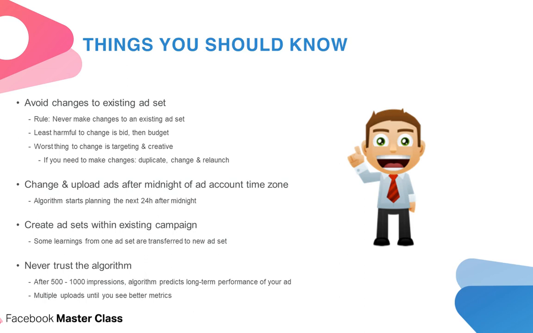So for example, if you want to scale by adding audiences, create a new ad set. So if you need to make changes to the image, the copy, or the audience, always duplicate and relaunch. Never make changes to a live ad set or ad. If you make changes and if you upload ads, do it within the first 3 hours after midnight of the ad account time zone. The closer to midnight, the better.